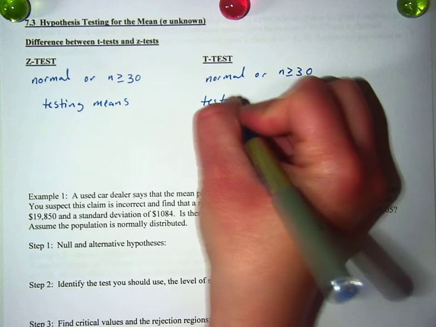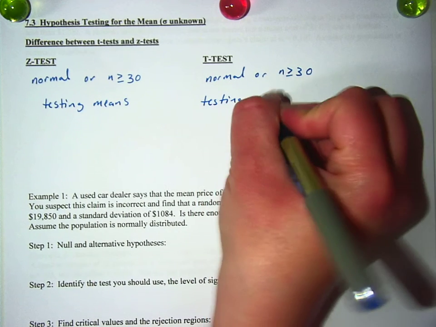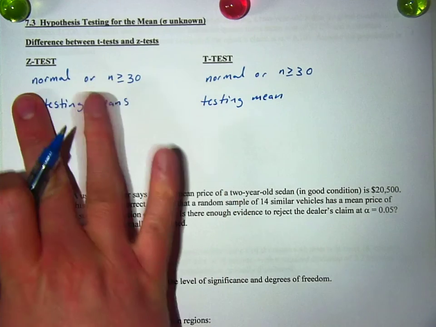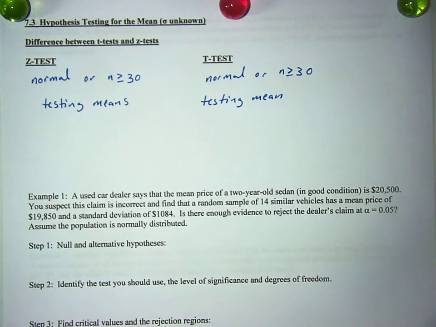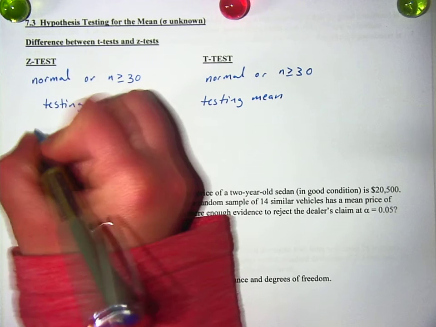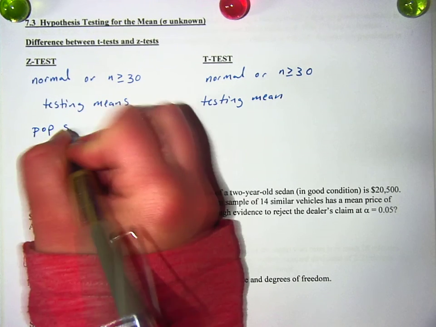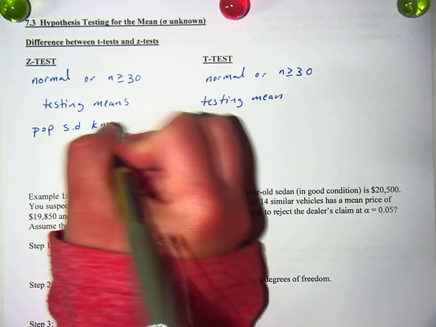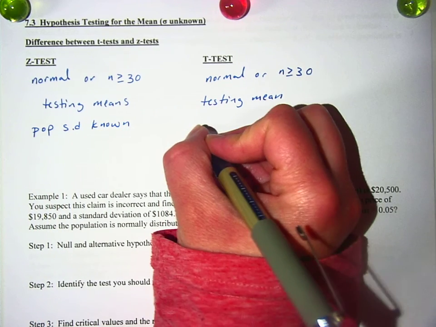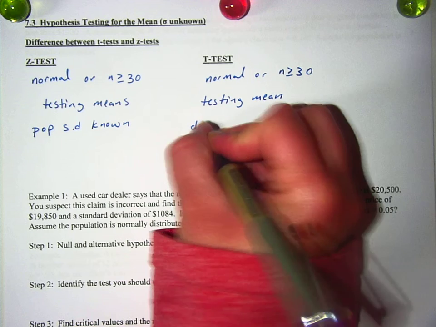There's actually 4 kinds of hypothesis tests you can do. The first one is a z-test for a mean, the second one's a t-test for a mean, then you've got a proportion, which we'll do next, and then testing a standard deviation, which we will not do because it's not on the AP test, but it is something that you could do. Okay, this is when you know your population standard deviation. And this is when you don't know.